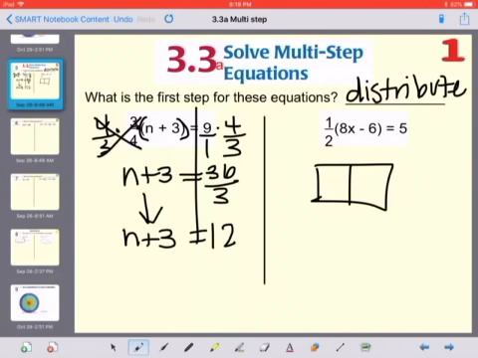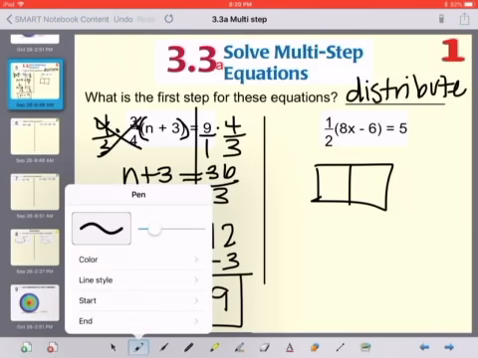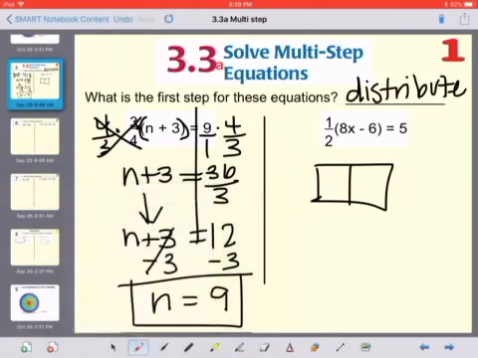I haven't done anything, I just rewrote that side. So now we're down to a one-step equation. The opposite of adding 3 is subtracting 3. So we have n equal to 9. Now that, getting rid of our fraction by multiplying by the reciprocal, is just one way you can solve this type of question. Make sure if you're going to do this strategy that all you have is distributing on one side here.